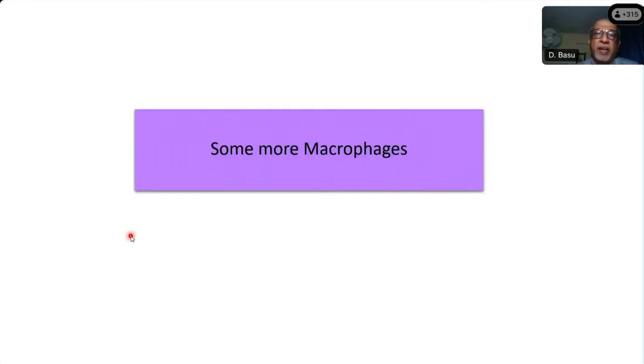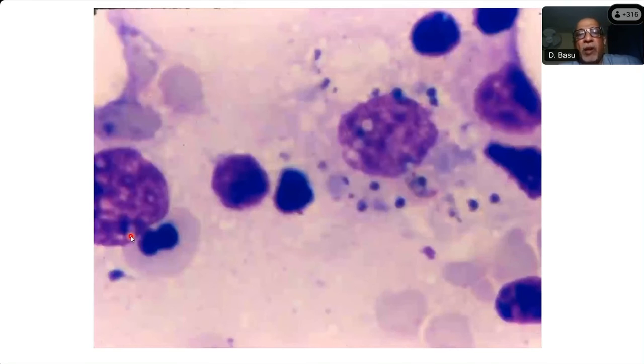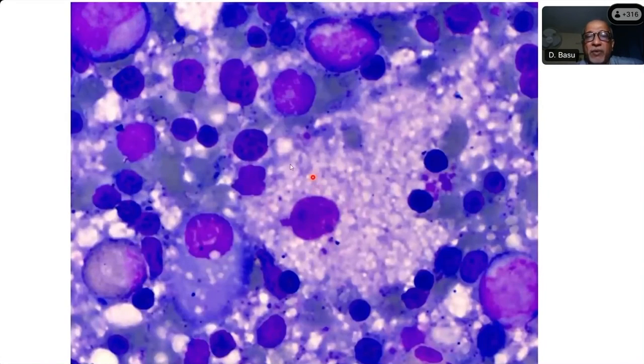I'll run through a few more macrophages that can be seen in the marrow, one of which is this. This is a normal macrophage, with very wispy cytoplasm. You really cannot bound it. It has what are called tingible body macrophages, with the cellular debris it has engulfed. Another one is again a macrophage which can be normally seen. We see a lot of macrophages in patients with leukemias who have a remission marrow for assessment.